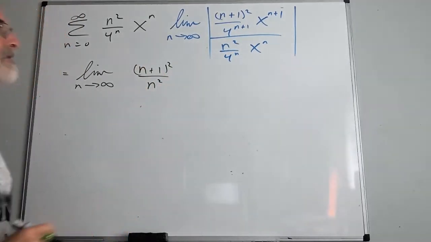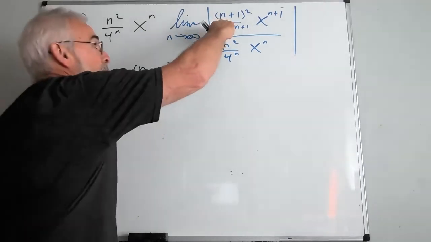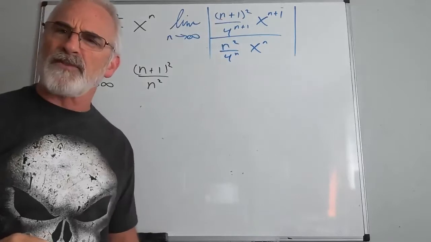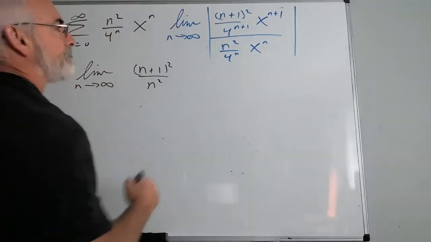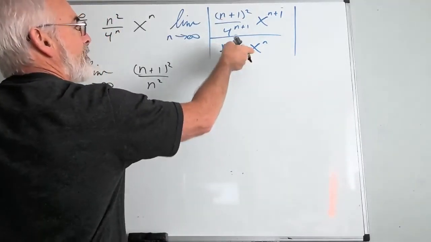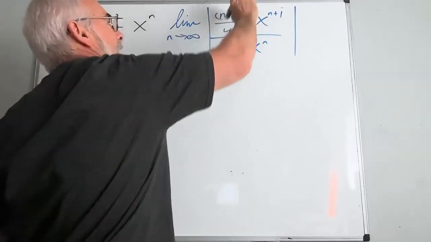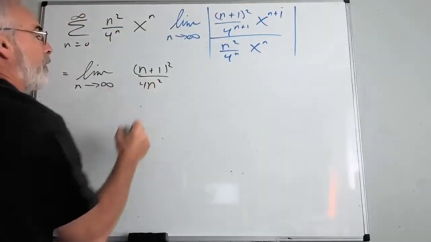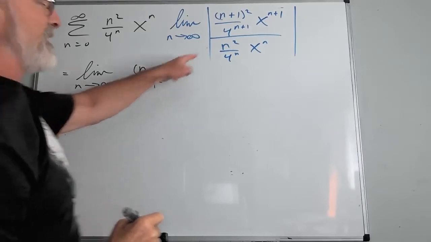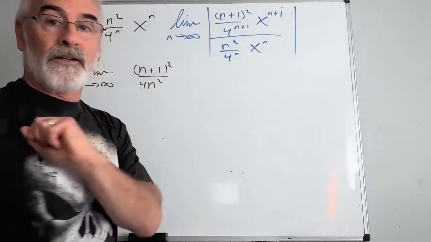What about the 4s? I have one more 4 here than I have here. Is the 4 going to end up on top or on bottom? On bottom. Flip that up. Yeah, I'm going to have one more 4 on the bottom. That's important. Does everybody see that? Because there's one more here than there is here.